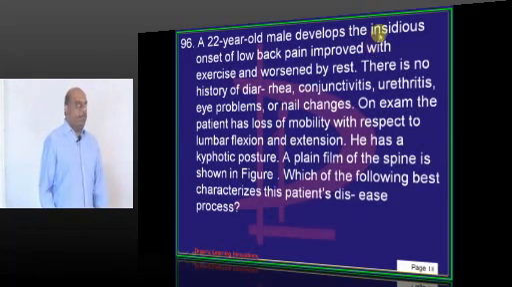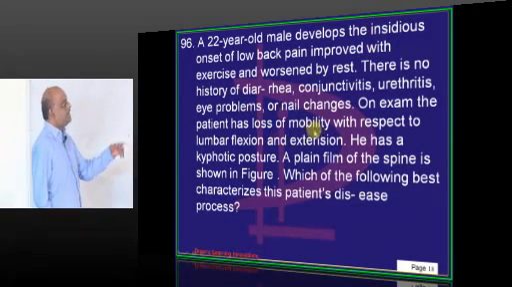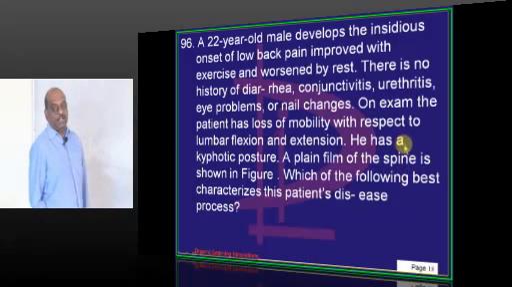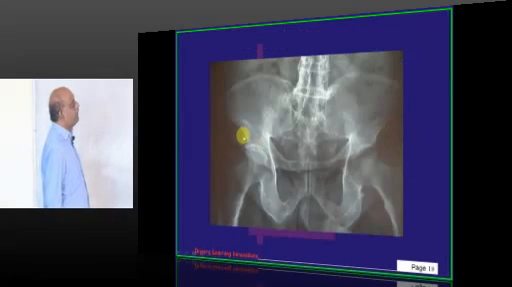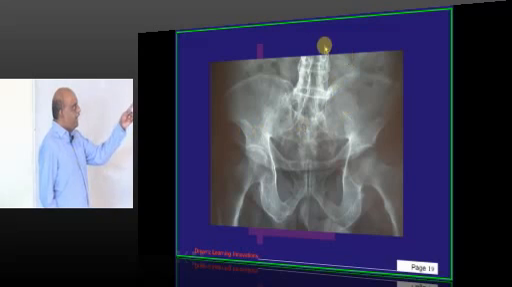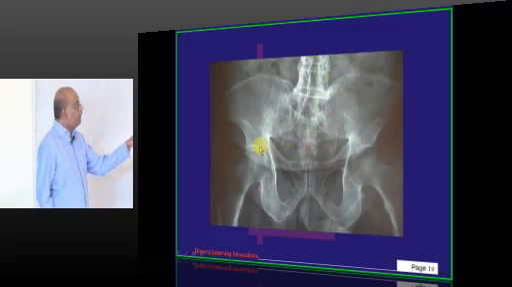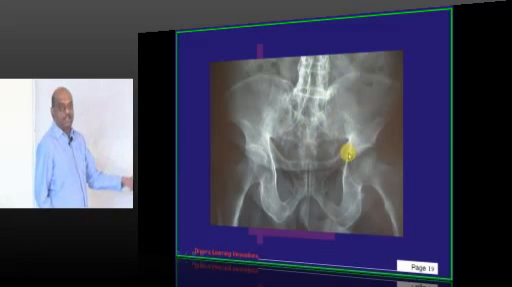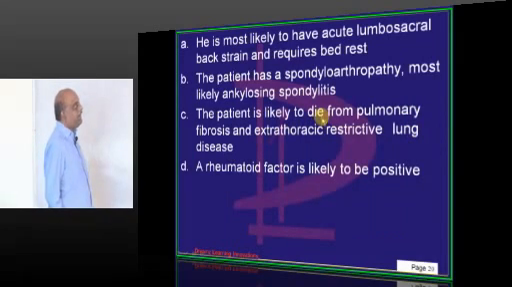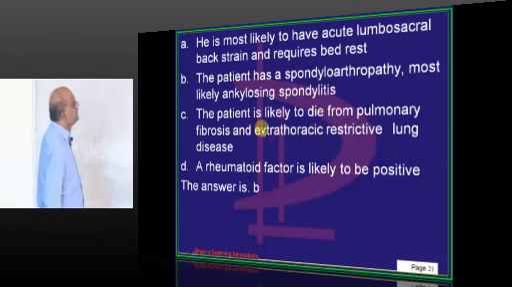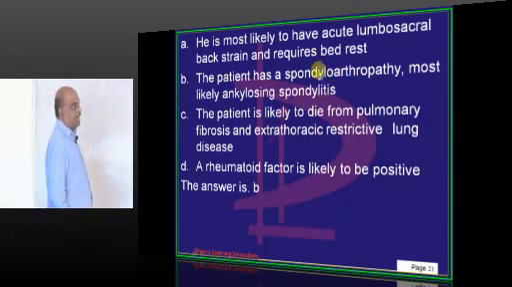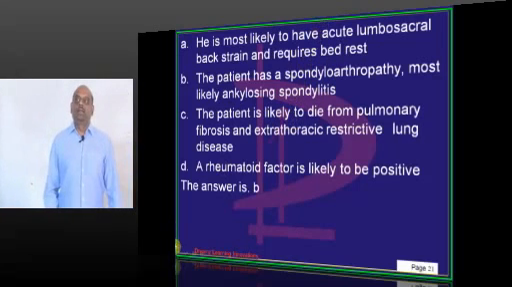A 20-year-old with a low back pain, improved on exercise, and there is a loss of mobility in the lumbar flexion along with a kyphotic posture. And what do you see? A bamboo spine along with the sacroiliitis. So it is a typical case of ankylosing spondylitis and a spondyloarthropathy.